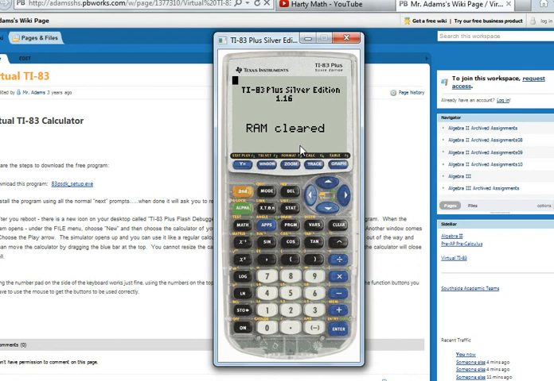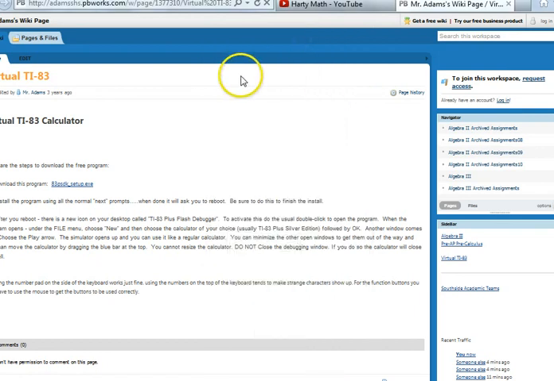But again, it's kind of worth playing around with. It's nice to have a $100 calculator on your computers. You don't have to take it around. You can have it home. So that's kind of our documentary on getting to the virtual TI-83 if you're having issues.